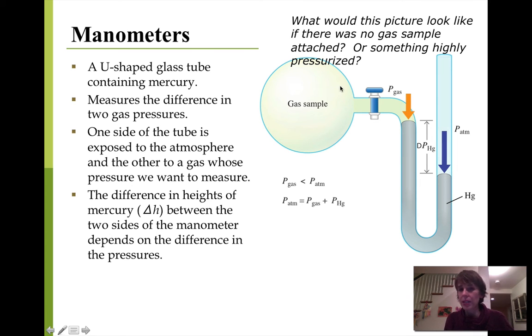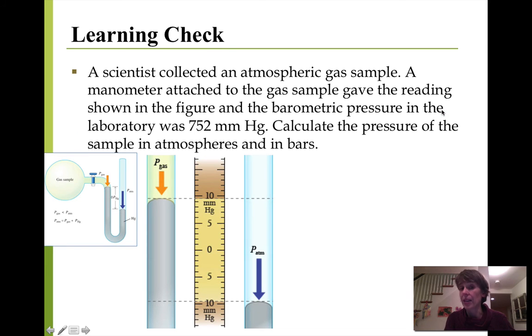So how would it be different if there was a highly pressurized gas sample here? Well then, a high pressure, greater than atmospheric pressure, will be pushing this mercury down the other way and making it rise up higher on the right side of the U.